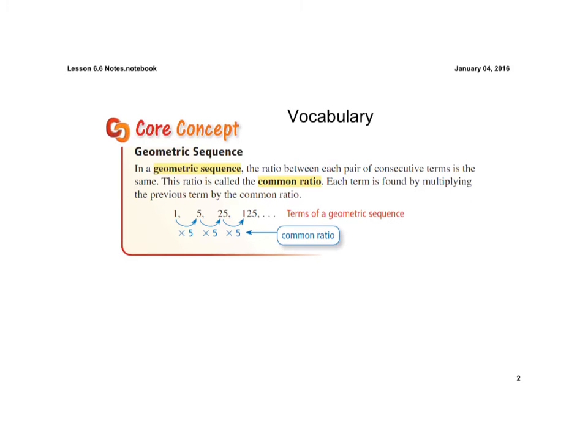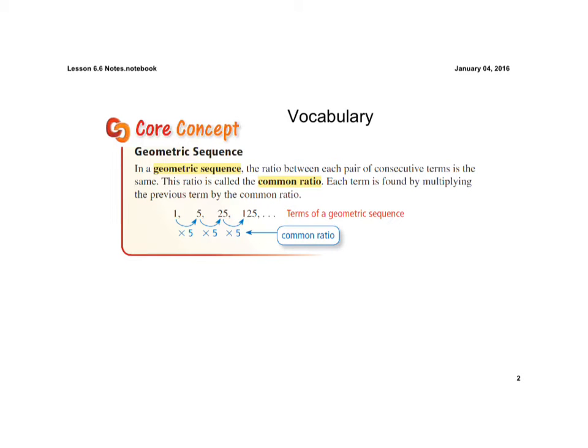So first of all, geometric sequence. In a geometric sequence, the ratio between each pair of consecutive terms is the same. The ratio is called the common ratio, for each term is found by multiplying the previous term by the common ratio. And so we can see here that for 1, 5, 25, and 125, they're multiplying by 5 each time.